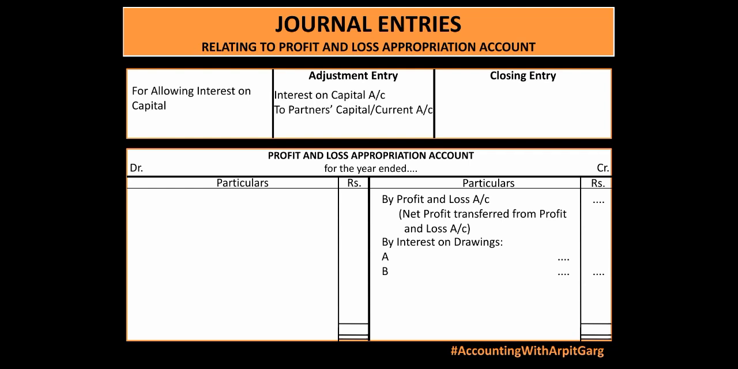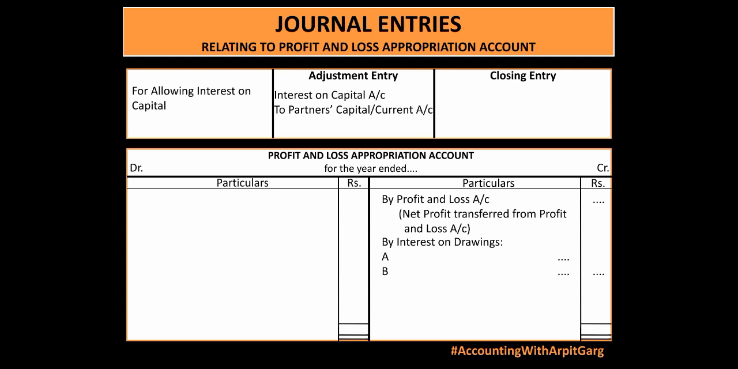Now, as this is given to partners, it will increase their capital. The balance of capital is credit, and as studied in maths, minus minus plus, which here means to increase a credit account, we must credit it. Again, minus minus plus, which means to increase a credit account, we must credit it. So, partner's capital or current account is credited.